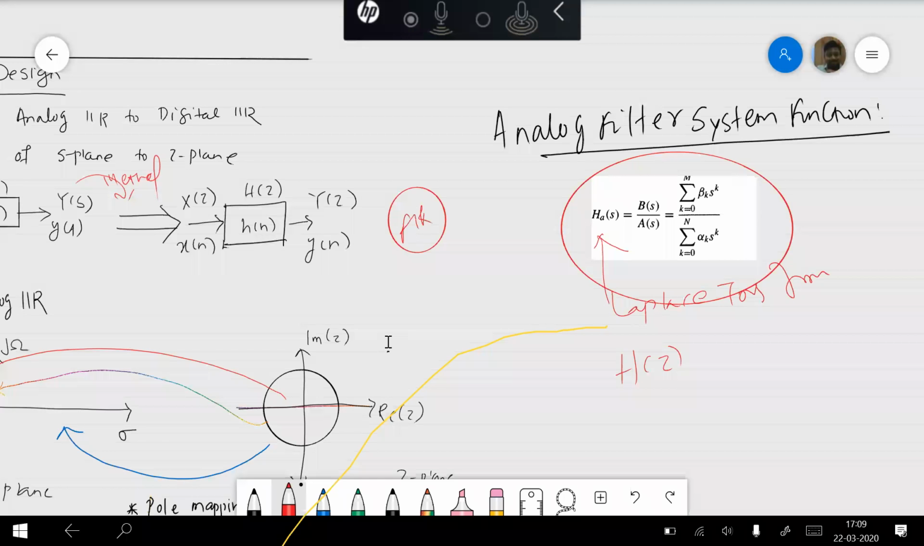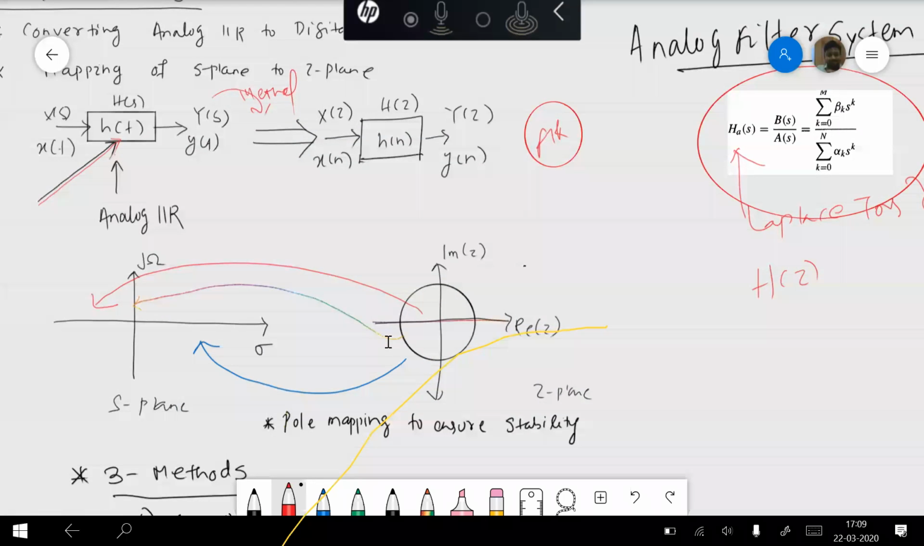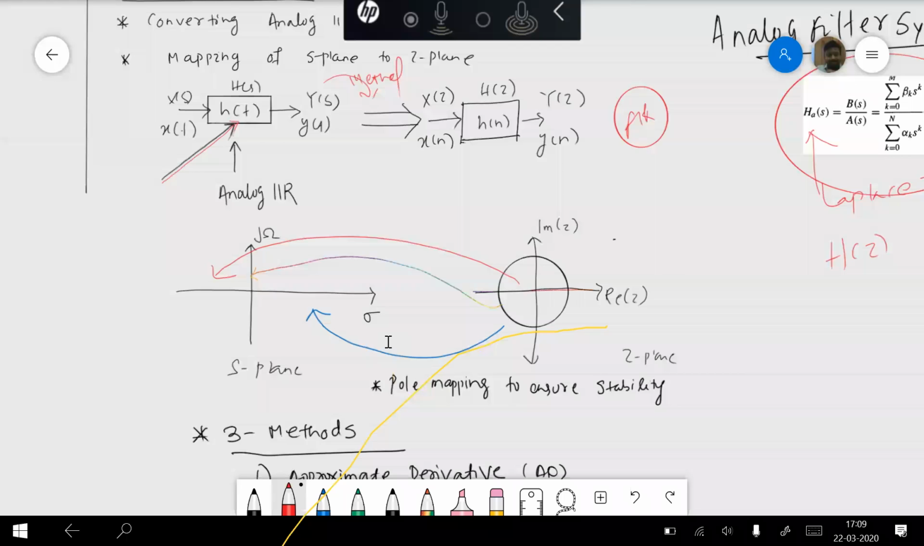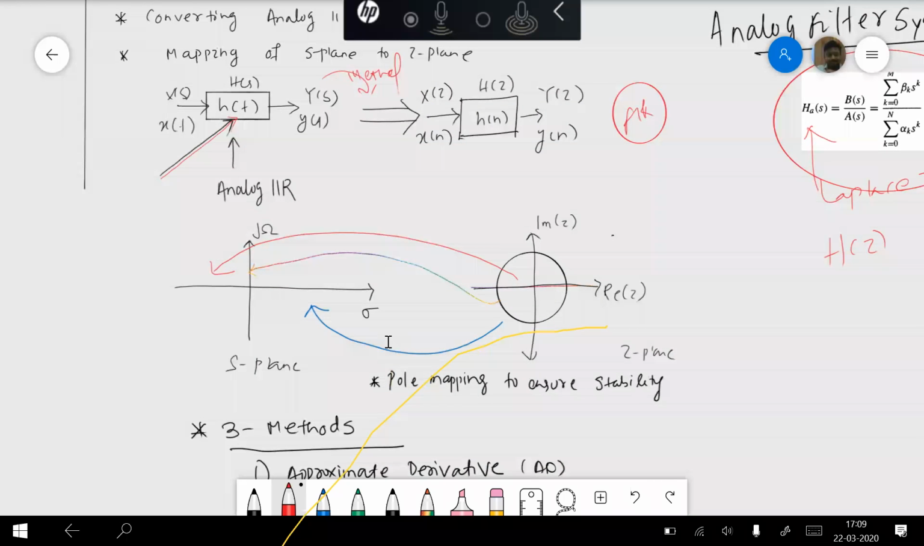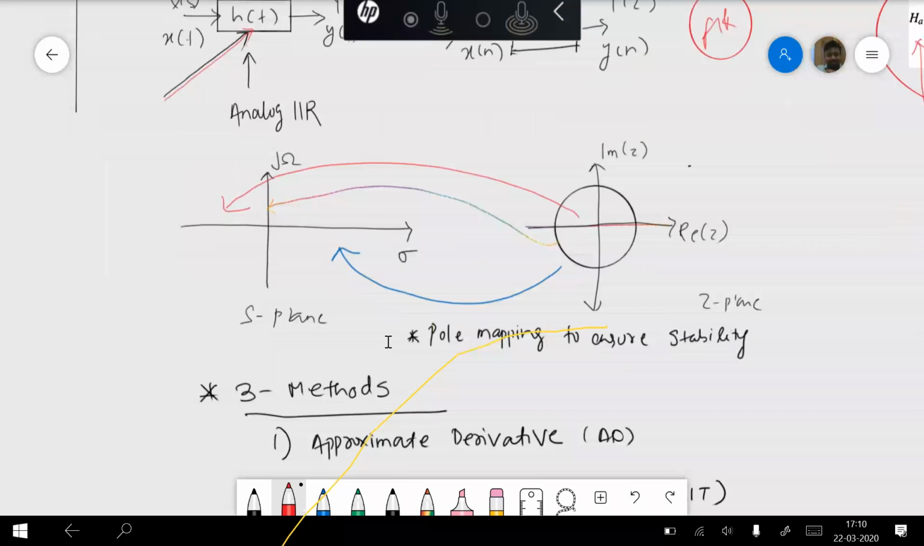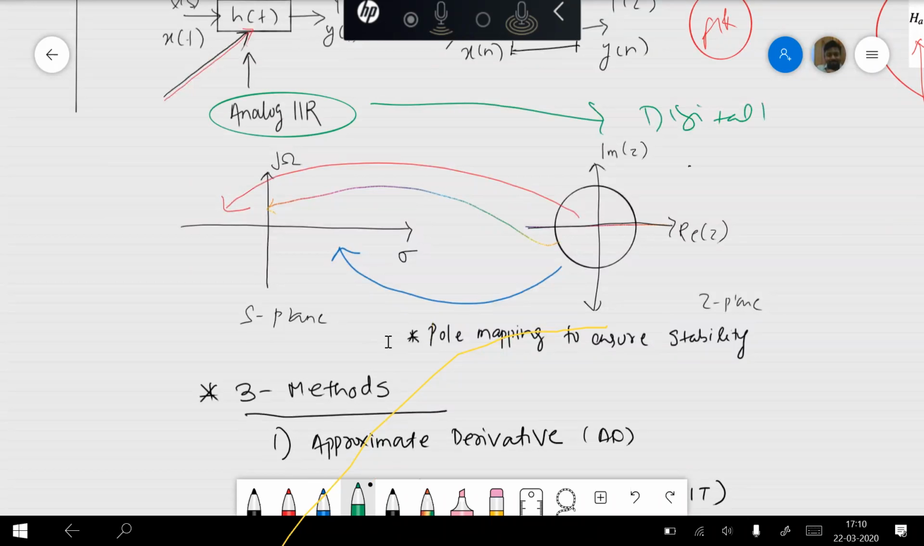Now, how to ensure that the analog IIR filter which we convert to a digital IIR filter is stable or unstable? We know that for a digital IIR filter to be stable, all the poles must be inside the unit circle. Whereas in an analog IIR filter, all the poles must lie inside the left half of the S-plane. So this is how we should understand the mapping procedure. Now suppose this green line is an analog IIR and it has been converted to a digital IIR. Digital IIR means we are talking about h of z. Analog IIR means we are talking about h of s.